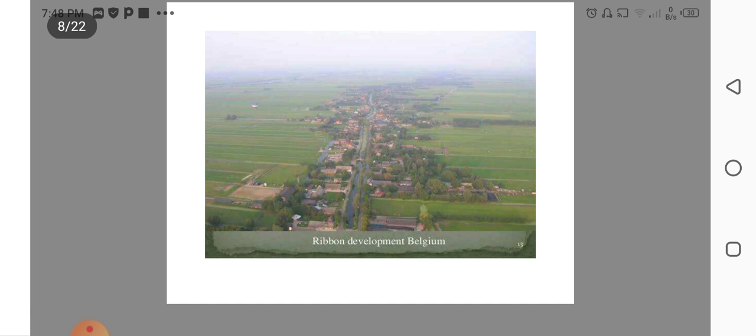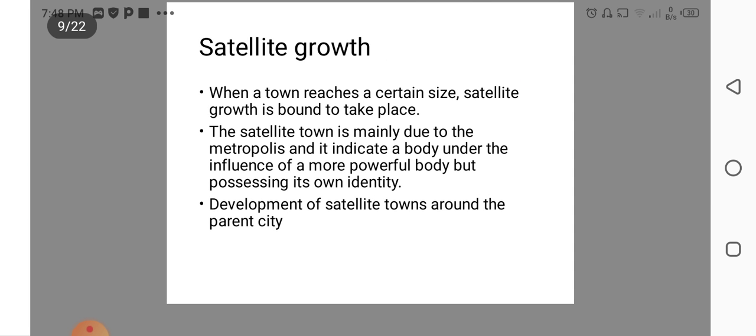We can see in the picture the main road surrounded by residential buildings, factories, shops, etc. in a ribbon form.